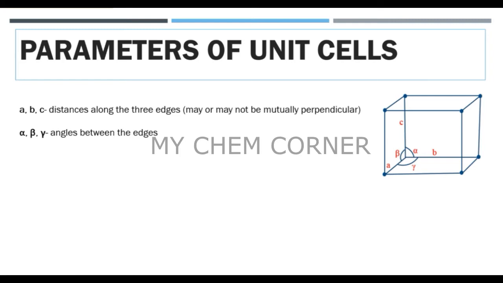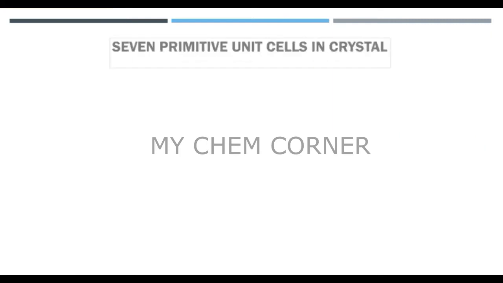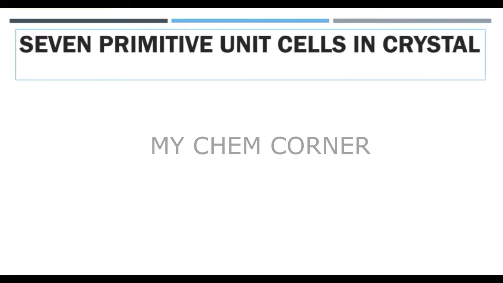Now that we know what these parameters are for, let's take the examples of 7 types of primitive cells and see the differences in their bond angles and edge lengths. So we're going to have 7 different primitive unit cells in a crystal lattice. Let's see them one by one. We'll start with the simple cube. In a simple cube, the edge lengths and bond angles are all the same. So here we can write a equals b equals c, which means all the edge lengths are the same. Below that, I've written alpha equals beta equals gamma, which means all the bond angles are equal.